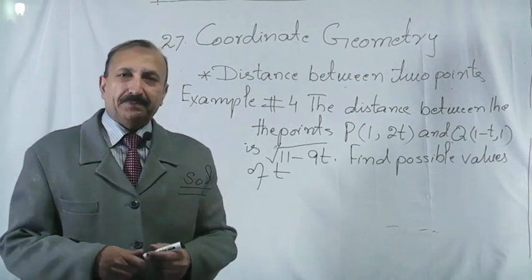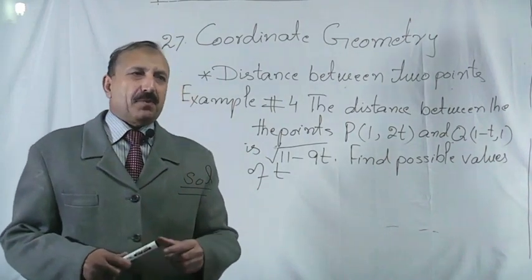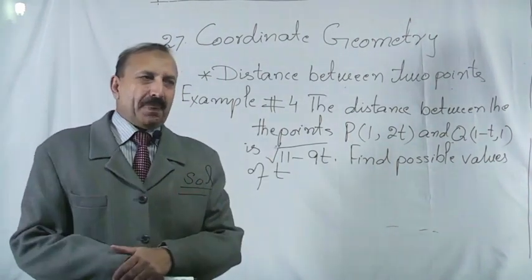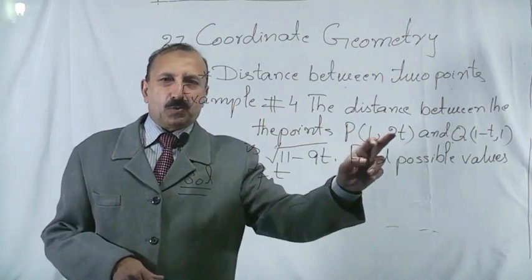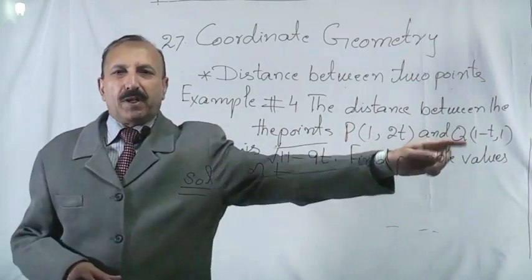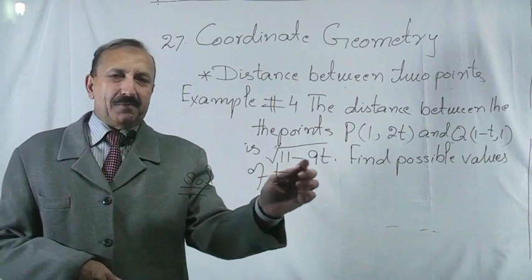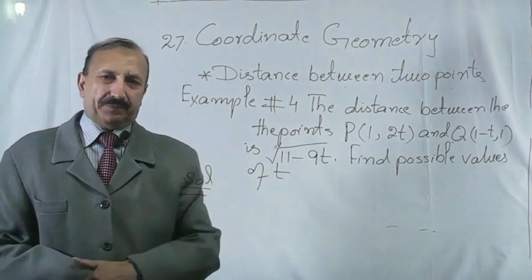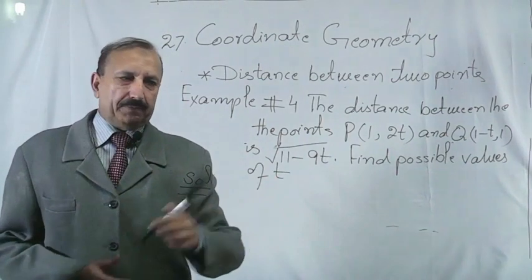My dear students, let's have another example. This is example number 4. The distance between the point P (1, 2t) and the point Q (1 minus t, 1) is given as the square root of 11 minus 9t. We need to find the possible values of t.